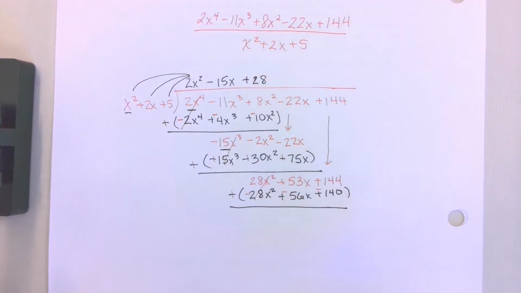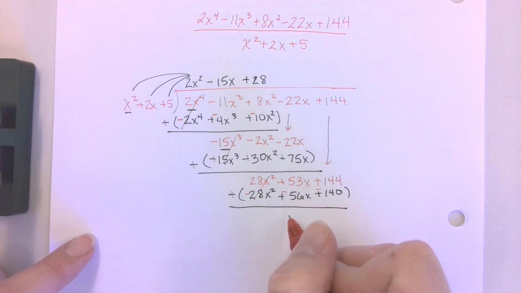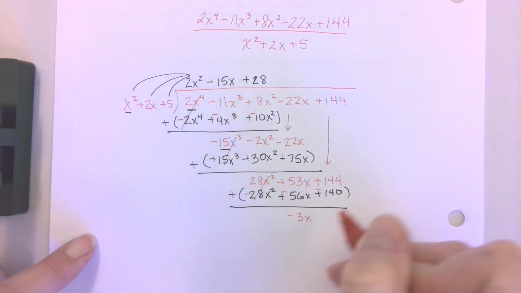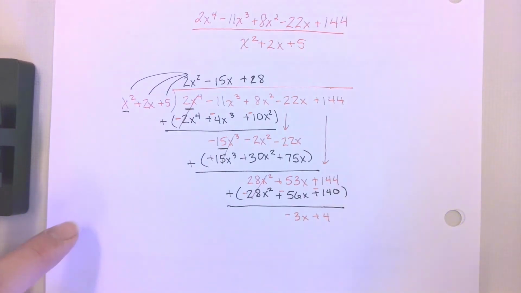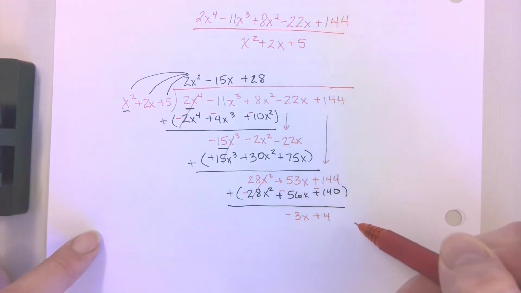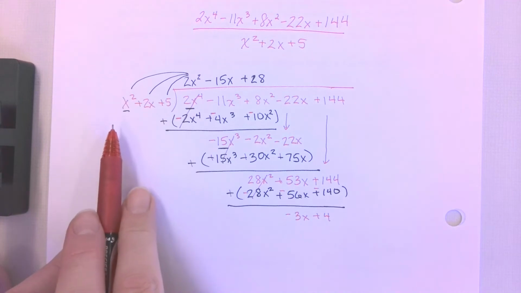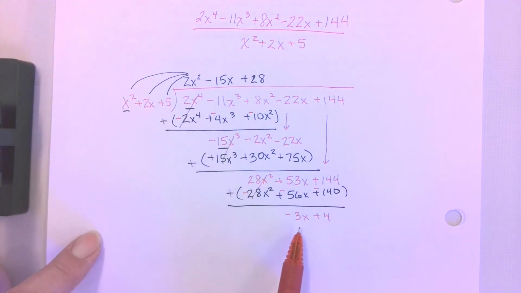First term cancels. It leaves me with a negative 3x and a positive 4. Okay, at this point, I don't have another term to drop down. I have an x squared, so I cannot multiply it by a positive exponent to get a negative 3x. This is my remainder, and that's what makes this different. Instead of having a single term remainder, I have a binomial remainder.